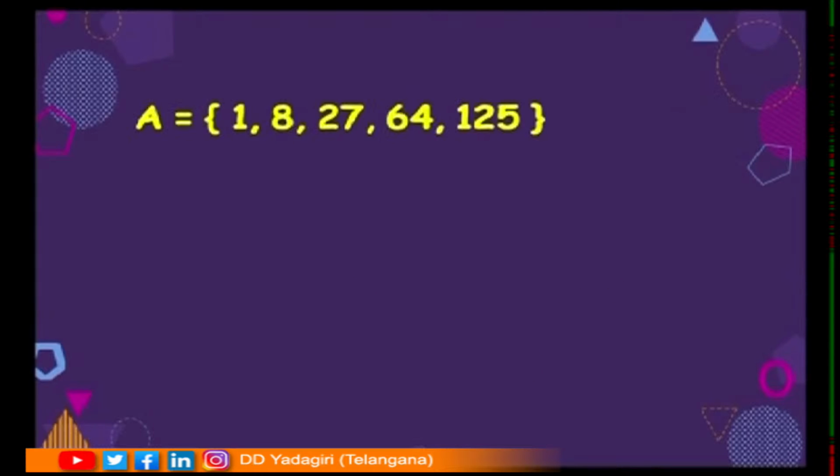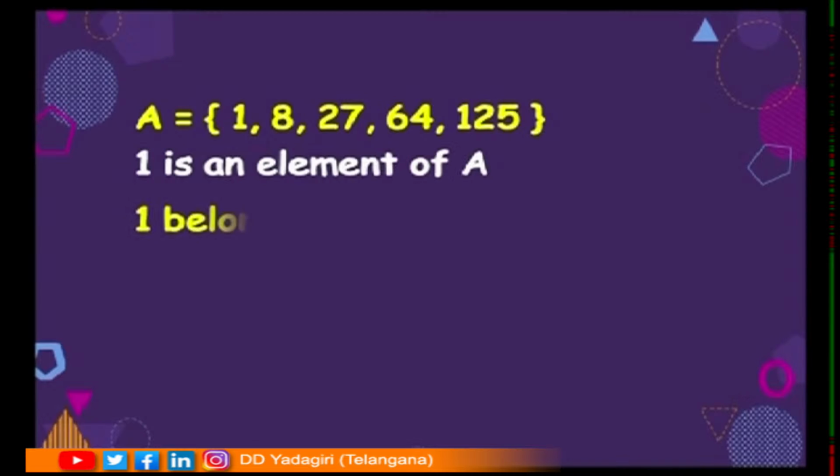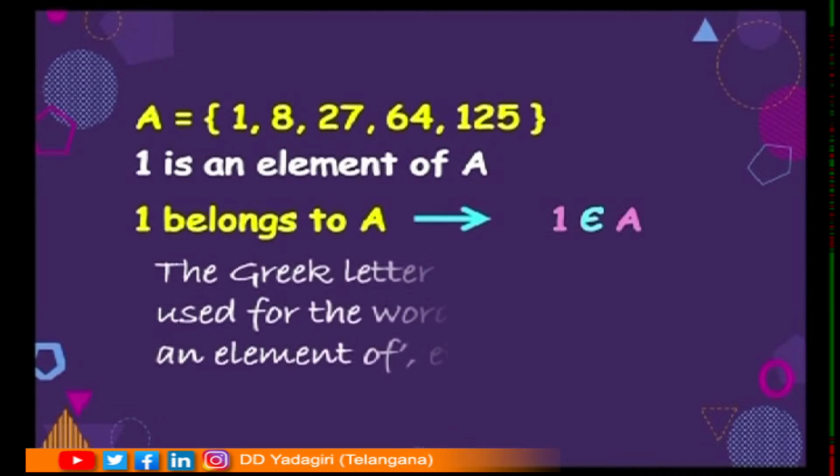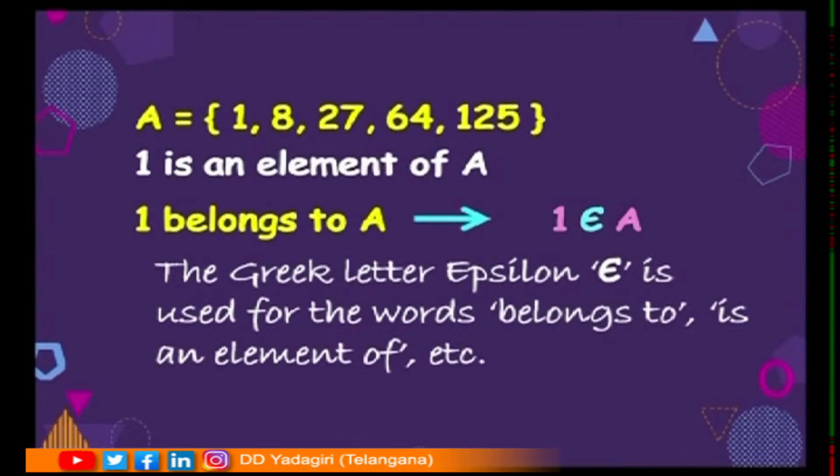Now, looking at the elements, you might be wondering what the common property existing among them is. Now, if we take 1, as we can see that it is an element of A, I can say 1 belongs to A. And how do I write it symbolically? I can write 1 belonging to A as 1 ∈ A. The symbol exhibited there is the Greek letter epsilon, which is used for the words belongs to or is an element of.